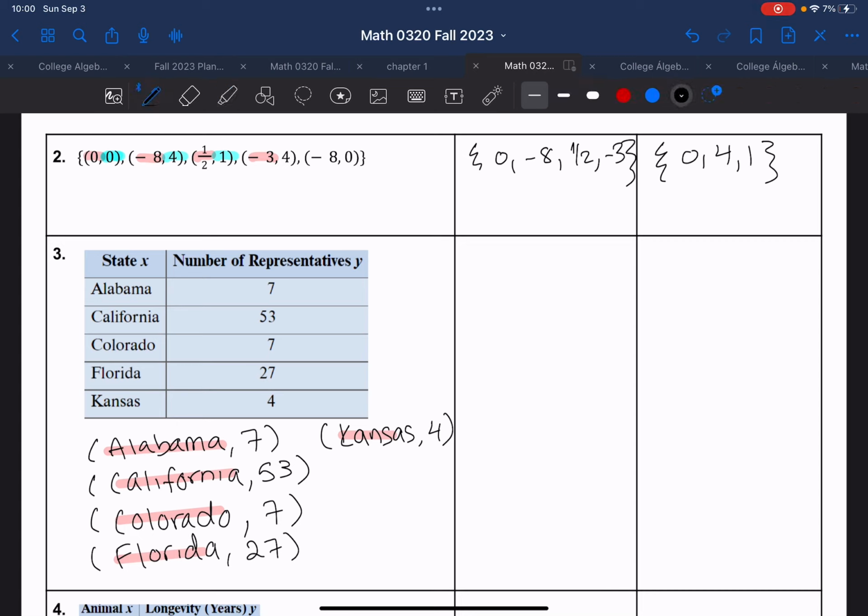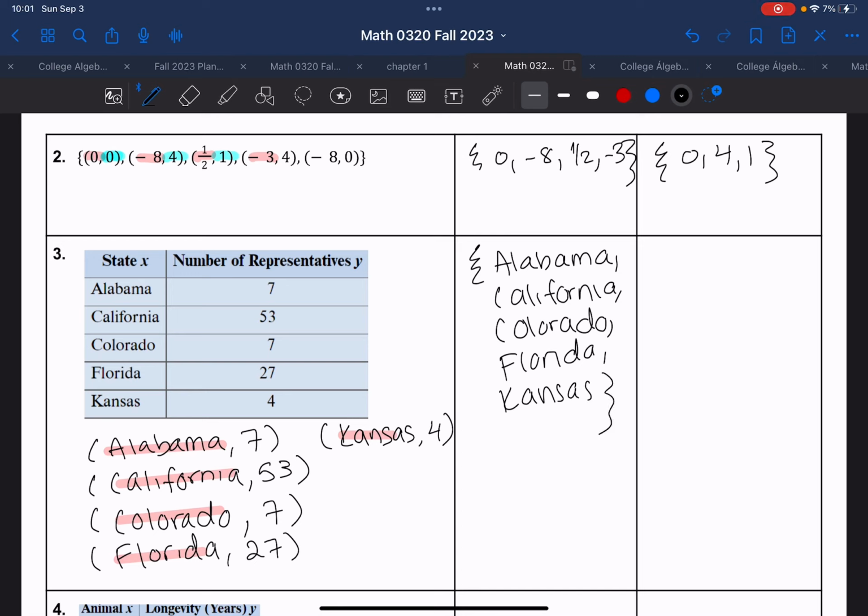So when I'm writing my domain, I'm just going to be writing out all of those states in the curly brackets. So I have Alabama, California, Colorado, Florida, and Kansas.